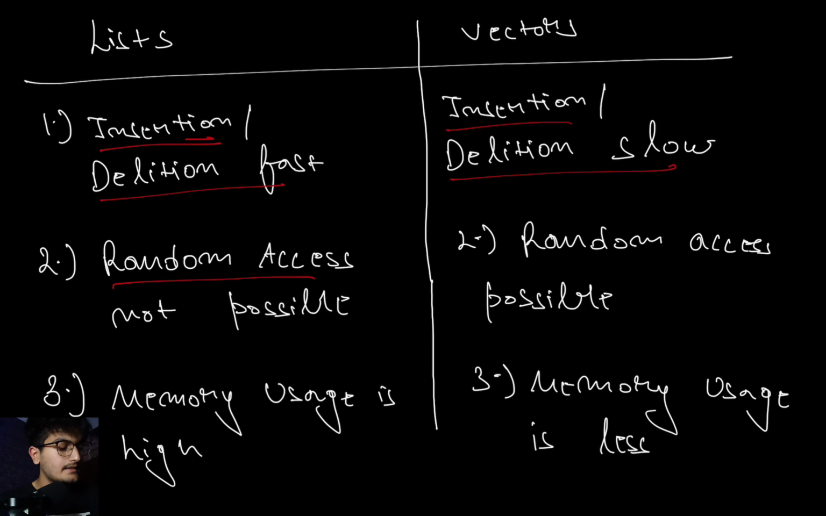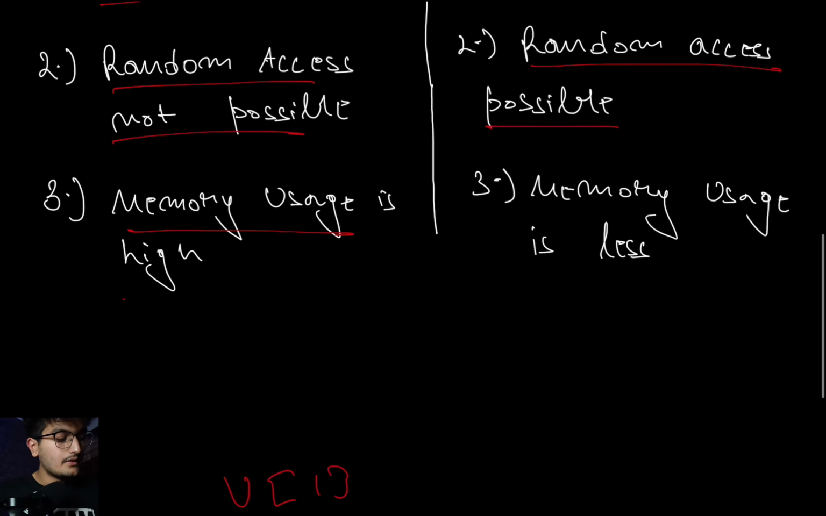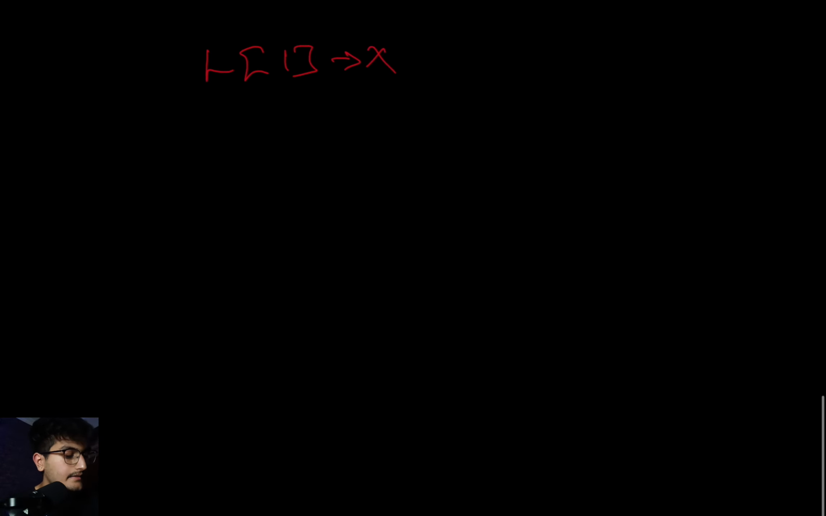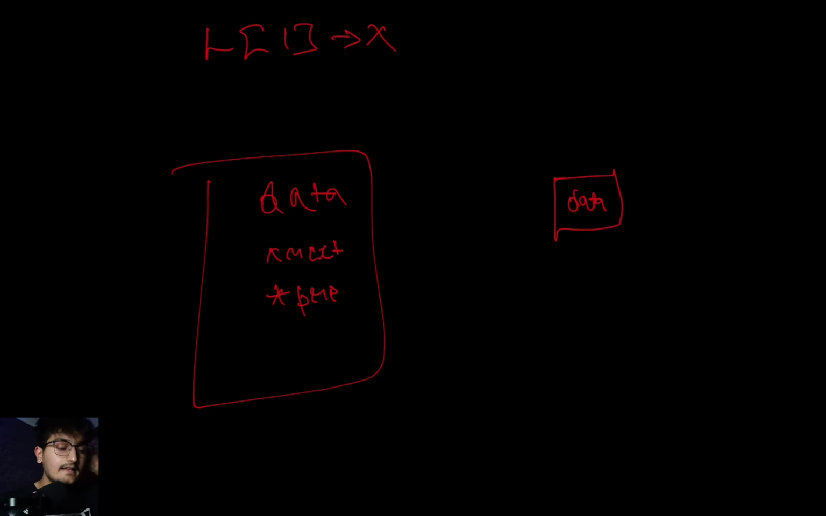Next, random access of elements is not possible in a list, whereas in vectors, random access is possible. In vectors, we can do something like index 1, index 2, but in a list, it is not possible. We cannot do this. Memory usage is high. As I stated here, a list has data, a next pointer, and a previous pointer, whereas a node inside a vector only has data. So we can clearly see that the memory usage of the list is higher than that of a vector.